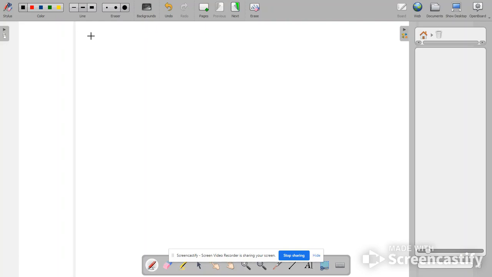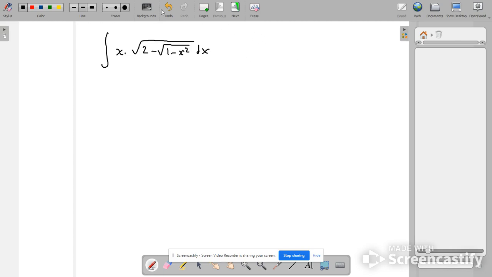Hello everyone. Today I'm going to take the very complicated integral of x times square root of 2 minus square root of 1 minus x squared. How can we do that?